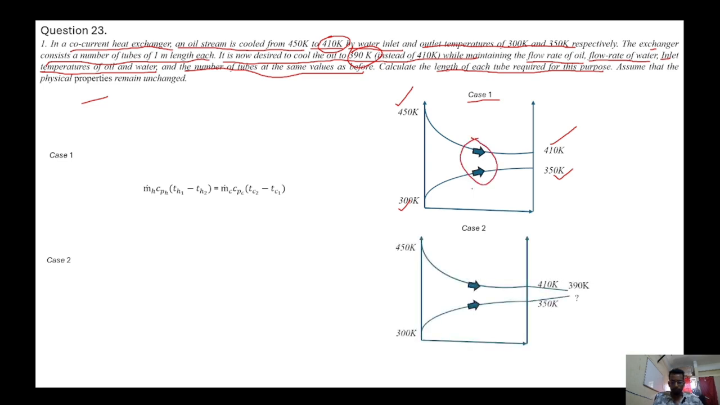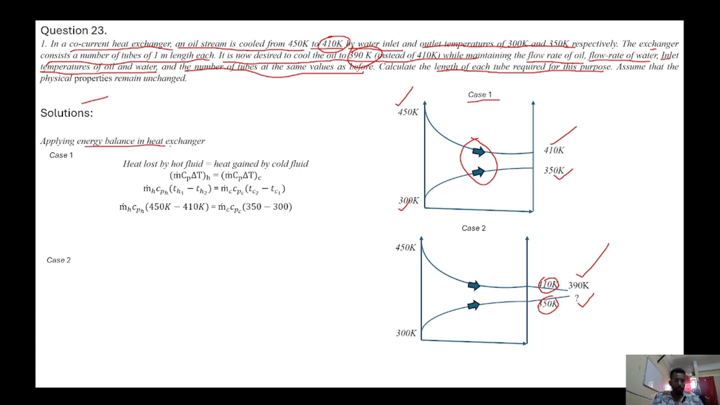Case 2, instead of 410, we want to cool the oil to 390 Kelvin. That's why this is case 1 of 350 Kelvin. The temperature corresponding to 390 of the cold fluid will change.